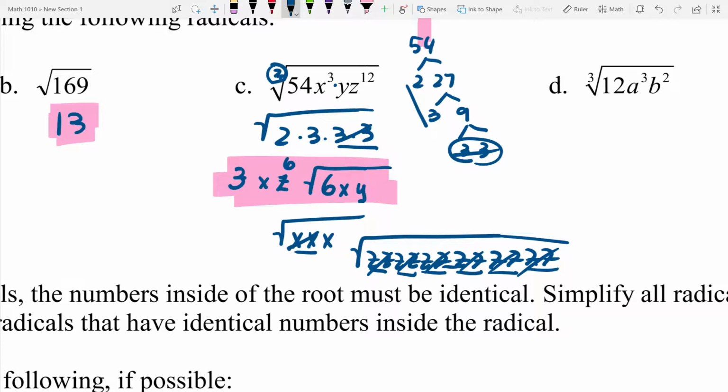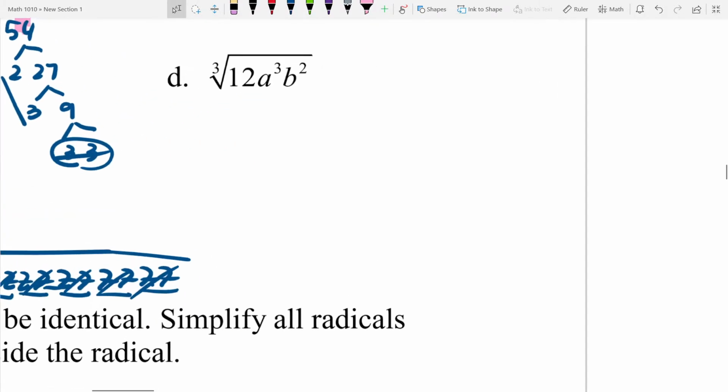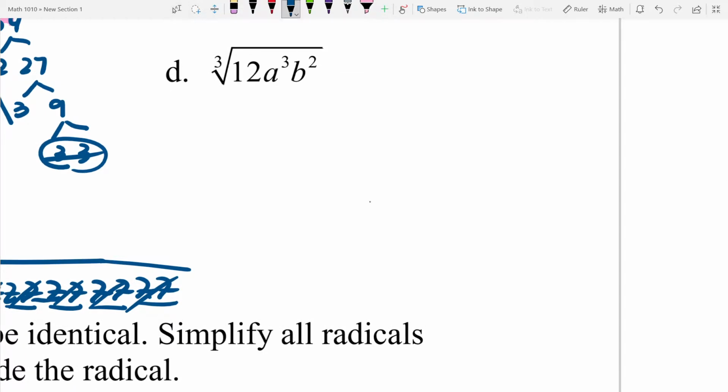Let me see. Great. Okay, now we have a cubed root. It's not any more difficult, you guys. It's just a different number. So everybody write down the 12. 12 is 2 times 6. 6 is 2 times 3. So guys, 2 times 2 times 3 is 12. But I have to now have 3 of the same thing for them to get out. And I don't have 3 of the same thing. So this is going to be a cube root of 12.